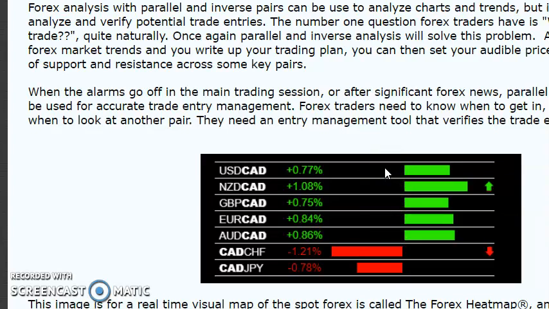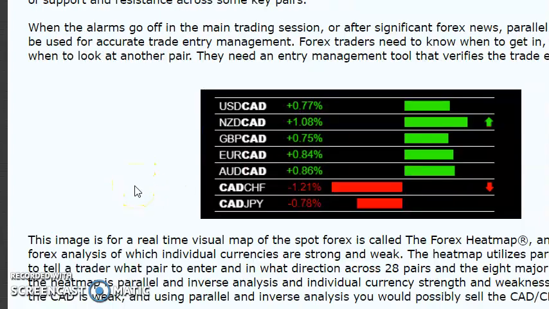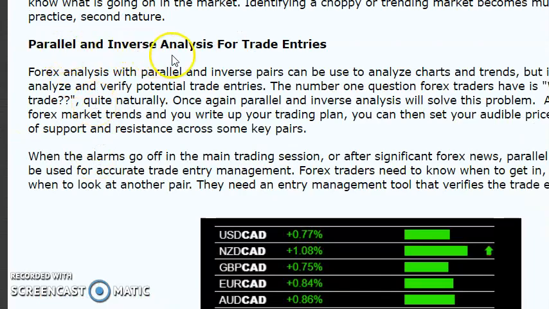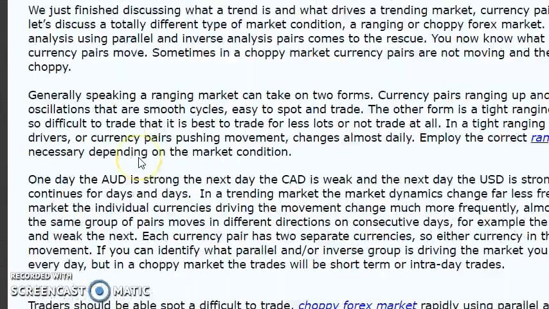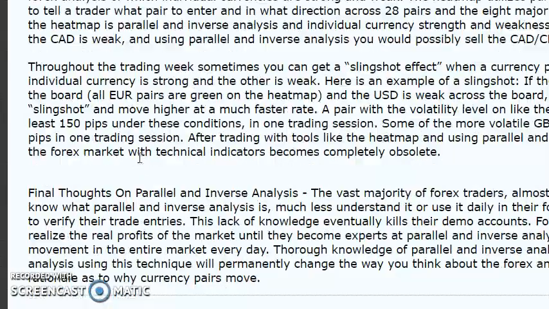They always say the Forex is a $6 trillion a day market. You've got billions and billions of dollars pushing the Canadian dollar here, and you're going to get into the same trade indicated by the market momentum and our great tool. This is called the Forex Heatmap. You can learn more about it on our website. So now you can use parallel and inverse analysis for trade entries, and also, as we showed you in the charts, for market analysis. The power of parallel and inverse analysis is endless.